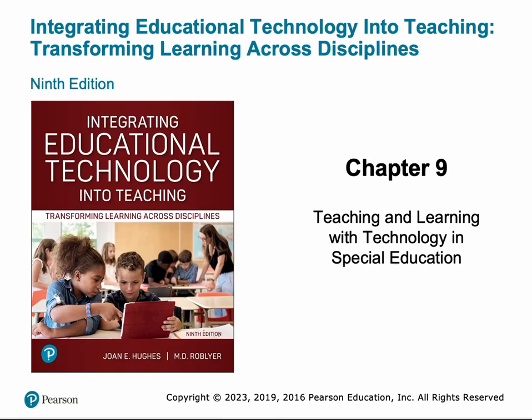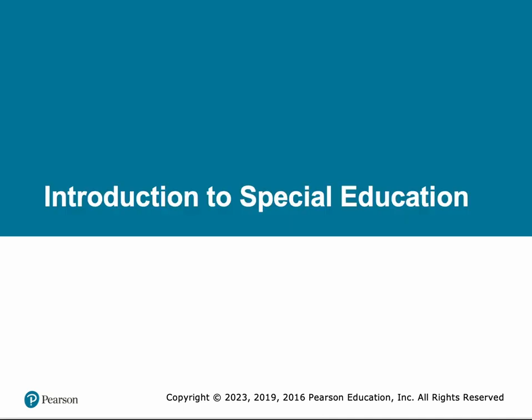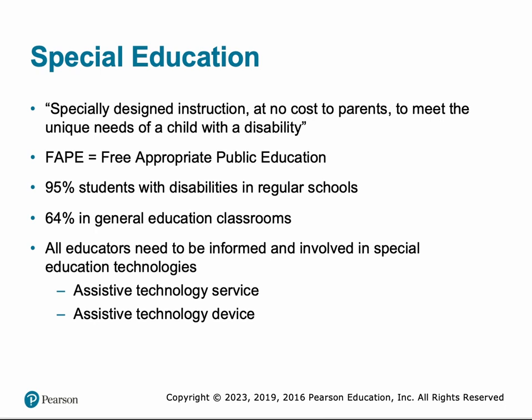Hey guys, we're going to take a look at Chapter 9 and how we can use technology with students who have special needs in our school. So, first off, let's get a quick overview of special education because I know some of you have not taken that course yet. The book definition is: special education is specially designed instruction at no cost to parents to meet the unique needs of a child with a disability.